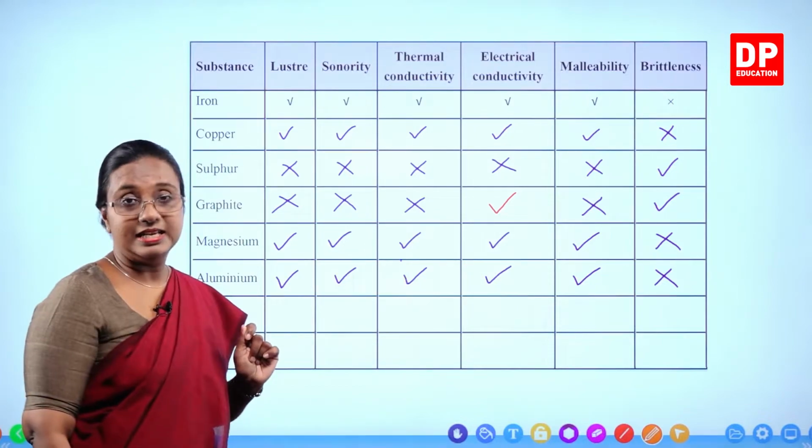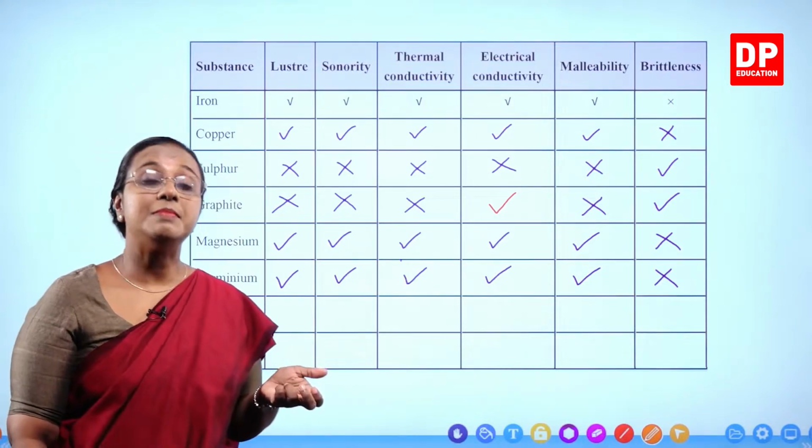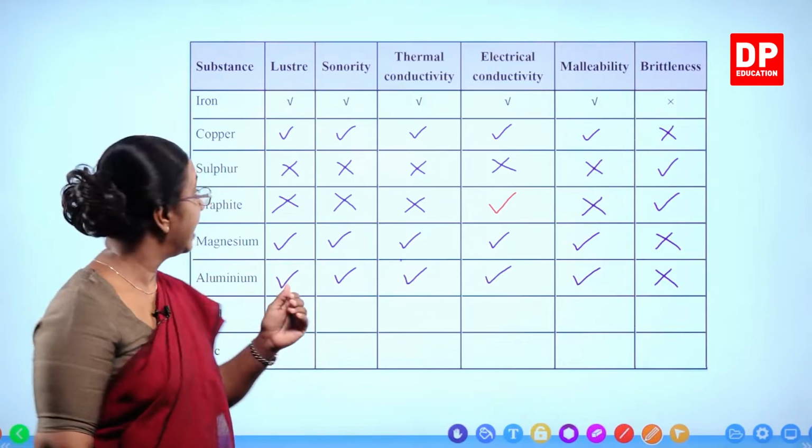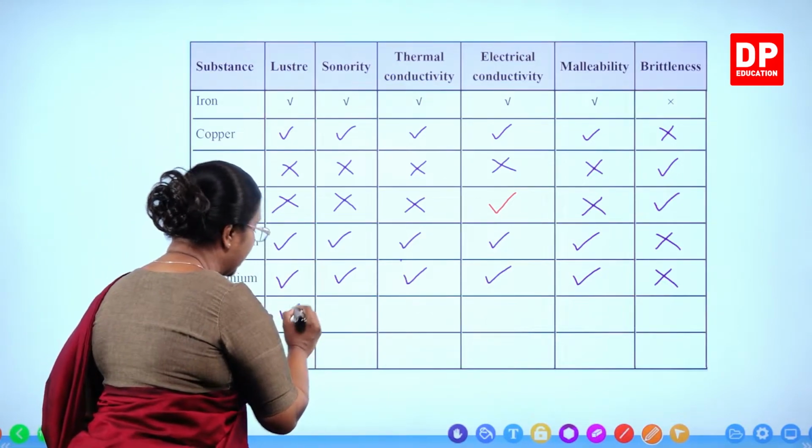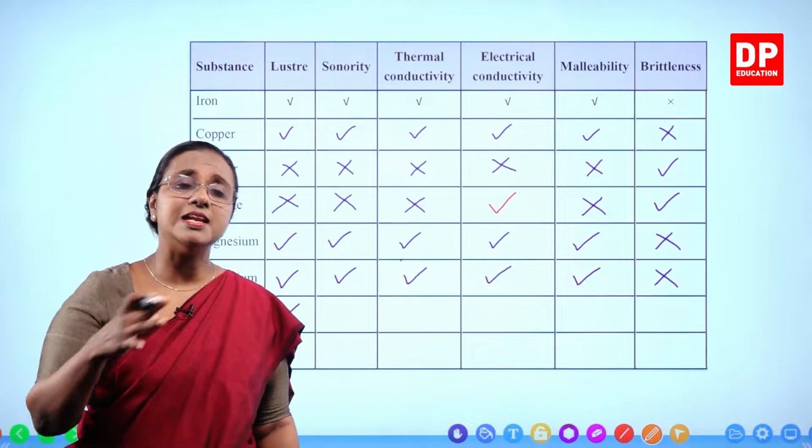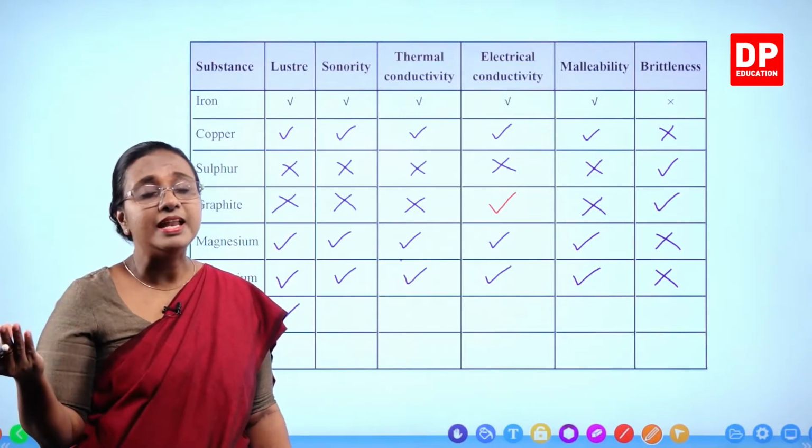Then there is lead. Lead, again a metal. Now lead has luster. It has a shine. You might have seen lead sheets or lead plates.